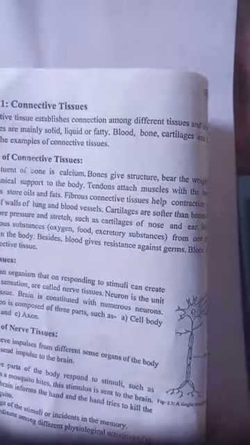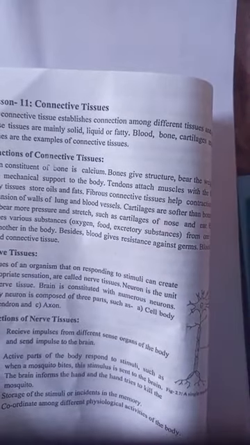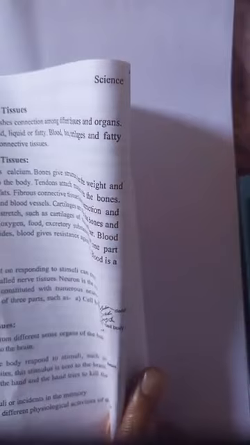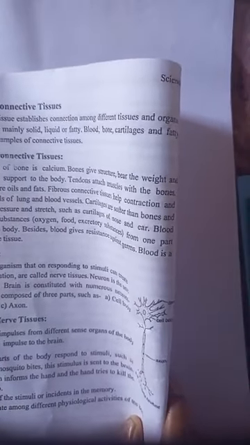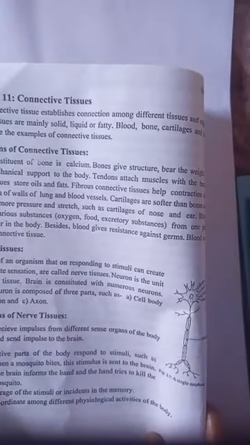Next, lesson 11, connective tissues. The connective tissue establishes connection among different tissues and organs. These tissues are mainly solid, liquid, or fatty. Blood, bone, cartilage, and fatty tissues are examples of connective tissues.